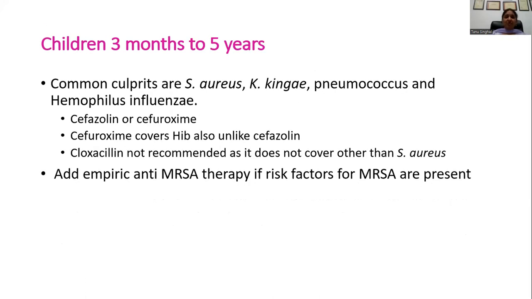Now, what about children between 3 months and 5 years? Here, as we know from earlier, apart from Staph aureus, you have Kingella, pneumococcus, and HIB also.